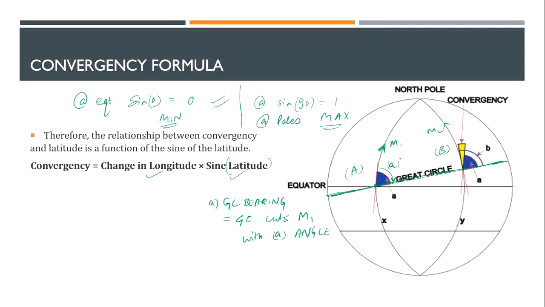Whereas then you can see the B point. The B point will have the same definition. So it's the great circle bearing, and the same thing remains. Okay, I will not explain the definition. It's the same thing, but it's just with the M2, the meridian number 2.